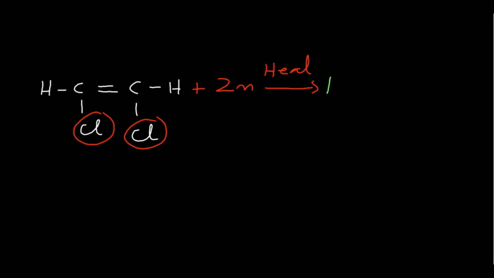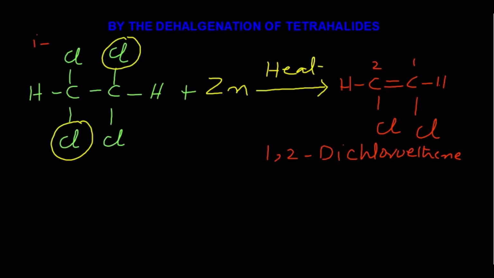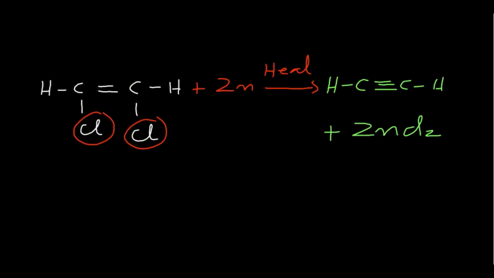The product which is formed is ethyne, HC triple bond CH. Beside this product we get zinc chloride. Similarly, beside the product we get zinc chloride here, as well as here we also get zinc chloride. So in this way we get the ethyne molecule from tetrahalides in 2 steps. Right students, I hope this reaction is clear to you students.